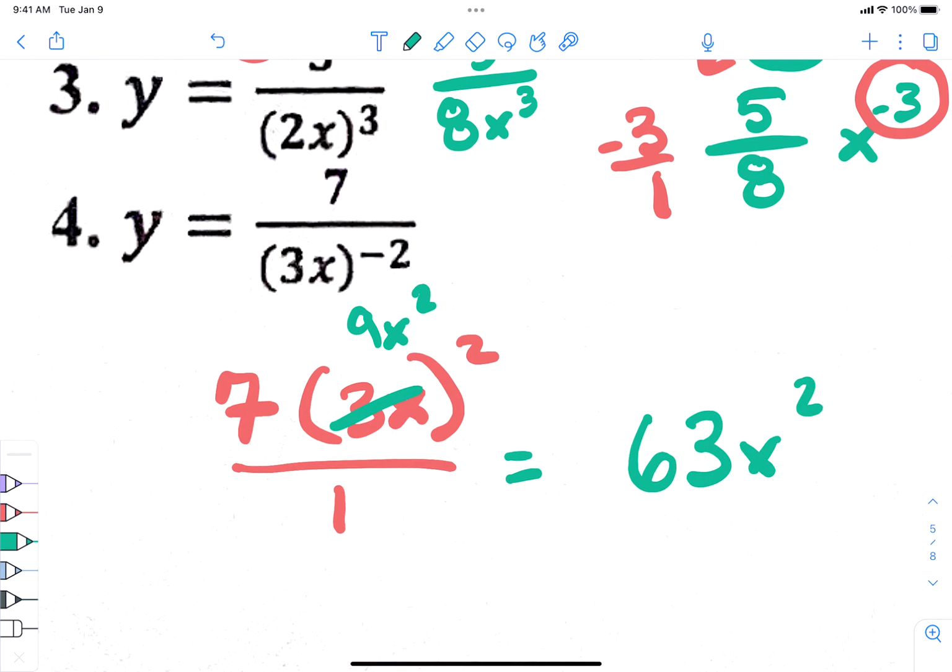Where did we get 9x squared? Okay, because the 3 is underneath the parentheses, we have to square it as well. That's our rewrite step. This is our rewrite step. We haven't taken the derivative yet. That's just rewriting.